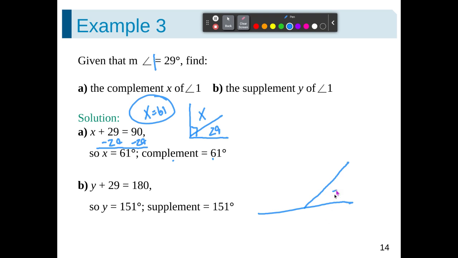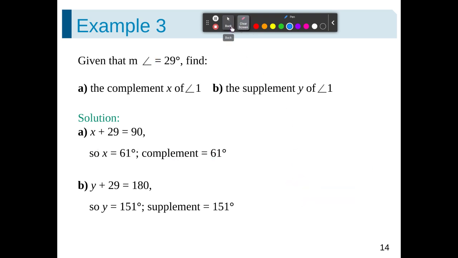Likewise, with supplementary angles, this would be 29 degrees. Because we know the straight line is 180, we would just take 180 take away 29, and we find out that's 151. So that would be 151. So angle bisectors, pretty straightforward, basic algebra stuff.